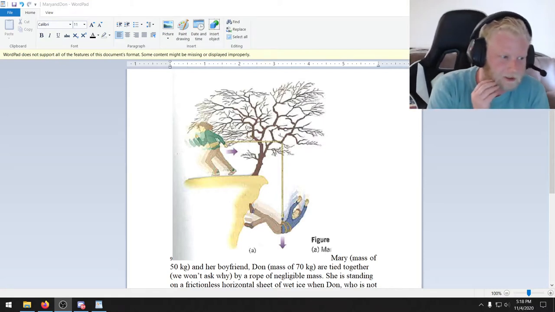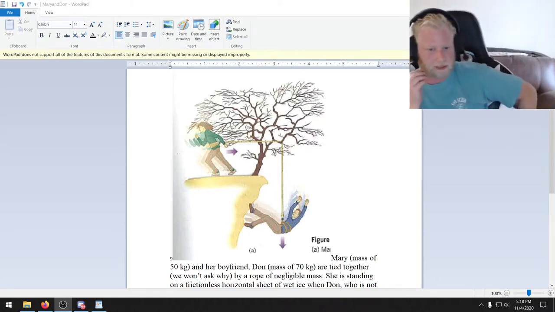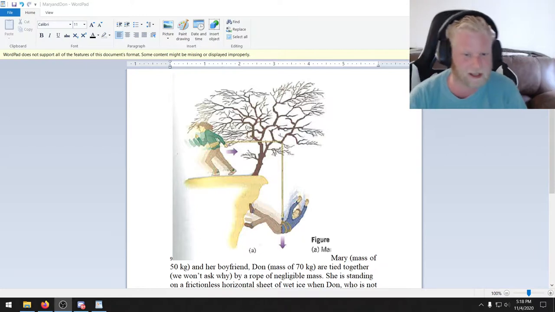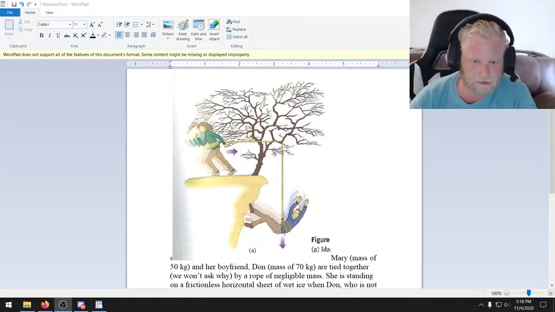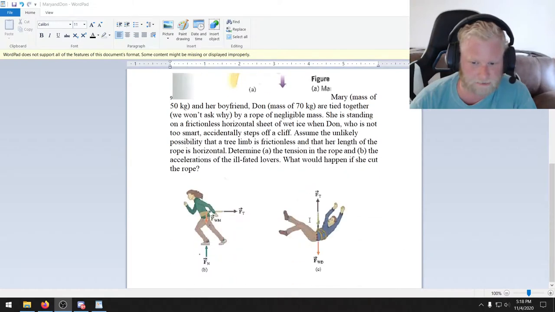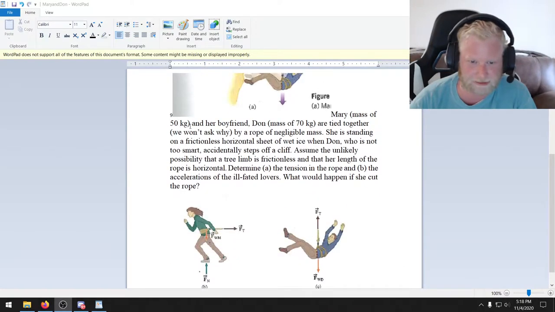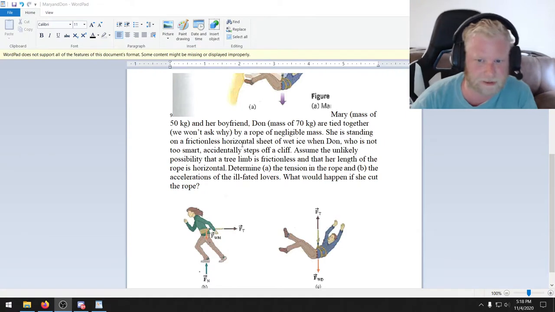All right, let's take a look at a more complex scenario where we've got objects that are interacting with each other. So in this case, we've got two people joined together by a massless rope. We've got Mary, we've got Dawn. Mary has a mass of 50. Dawn has a mass of 70. They're tied together. Dawn steps off a cliff. Mary's standing on a frictionless horizontal sheet of ice.